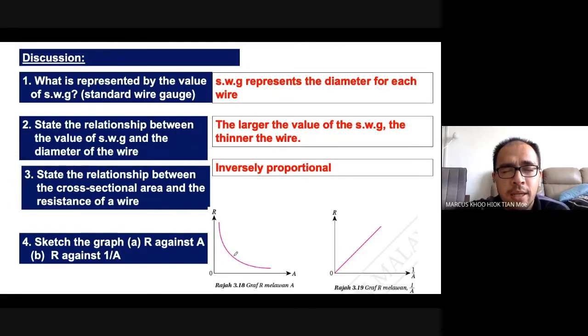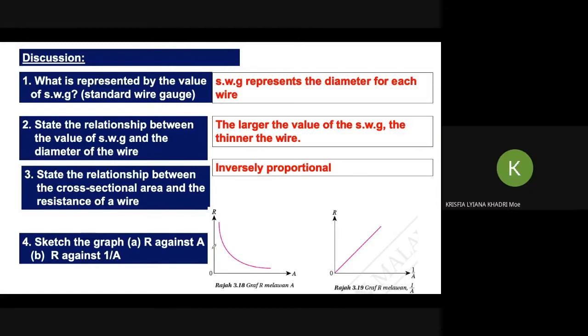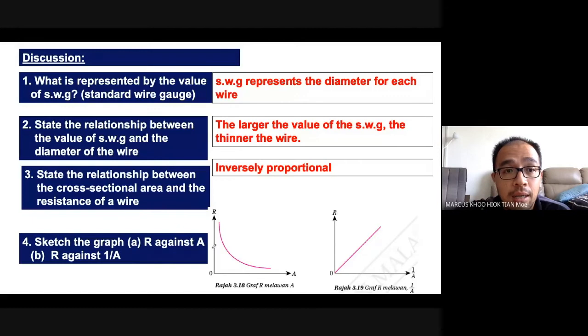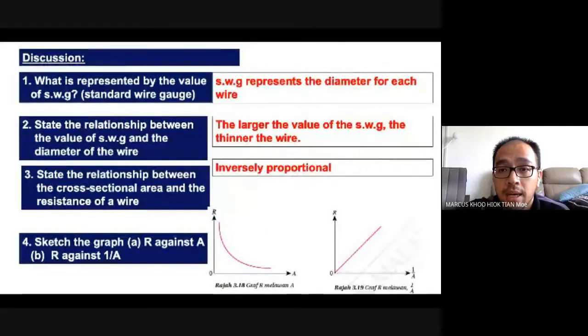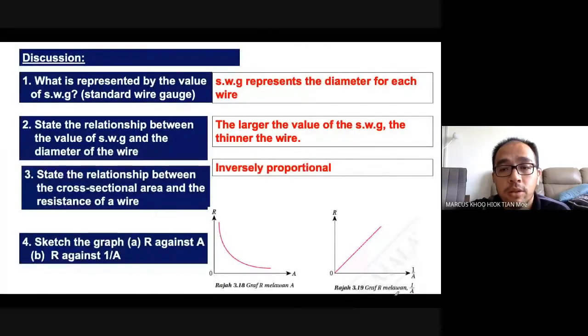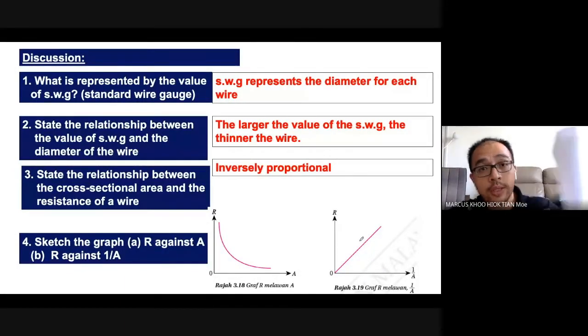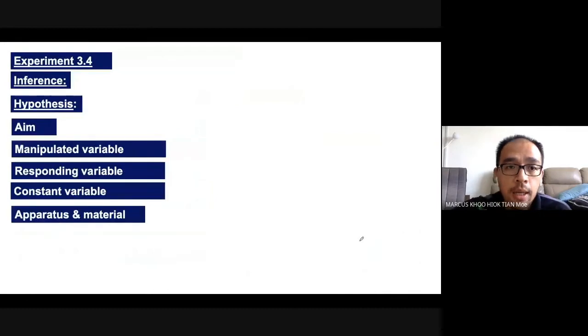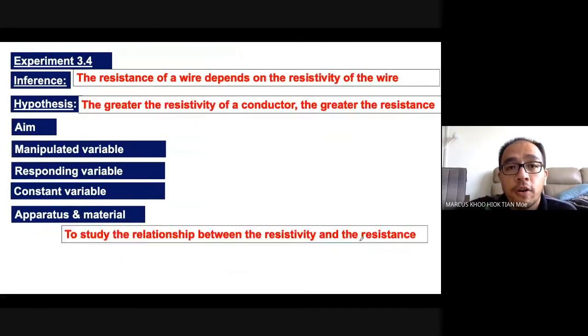Sorry, I need to ask, in the experiment, do you have to draw both or you only draw R against A? R against A. Only. Yes. Only, okay. All right, then you can draw this in your notes. Okay. So this is the next one, experiment 3.4.